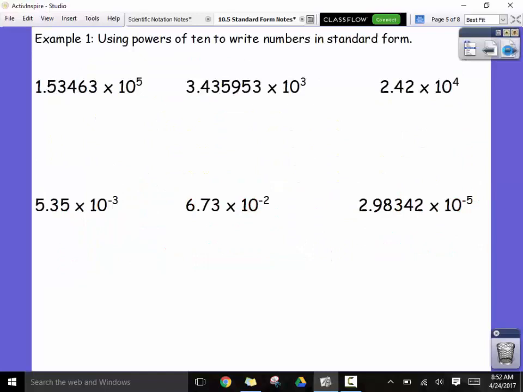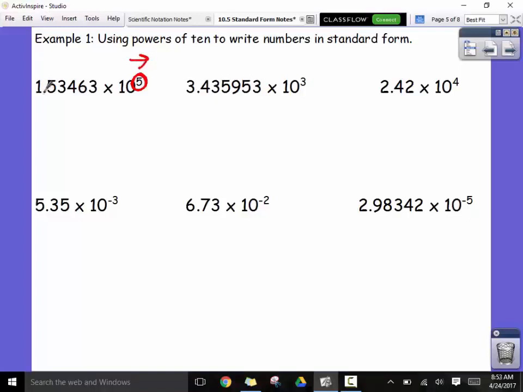So let's do a little bit of practice here. You're going to take these numbers and write them in standard form. Now, 1.53463 times 10 to the 5th. The 5 tells you to move the decimal point, and we're going to move it to the right because we are making a larger number.